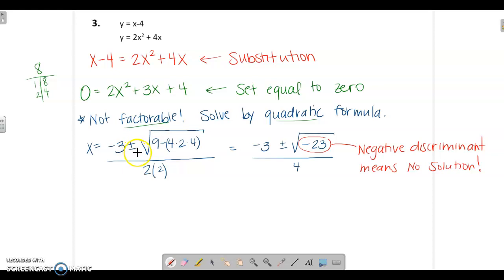But when I used the quadratic formula, I got negative 23 as my discriminant. A negative discriminant means that there is no solution. A positive discriminant would get me 2 solutions, and a discriminant of 0 would mean 1 solution.